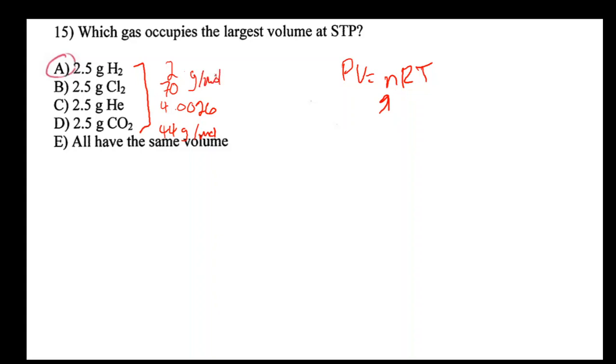Great. So just looking at these, hydrogen has the lightest weight, but it has an equal amount of mass. Therefore, it's going to have the most moles. Since hydrogen has the most moles, and since every mole, regardless of what gas it is, occupies a certain amount of volume, the 2.5 grams of hydrogen would therefore occupy the most volume. So just by doing that intuitively, we can figure that out without having to do all that much math. Does that make sense to everyone?